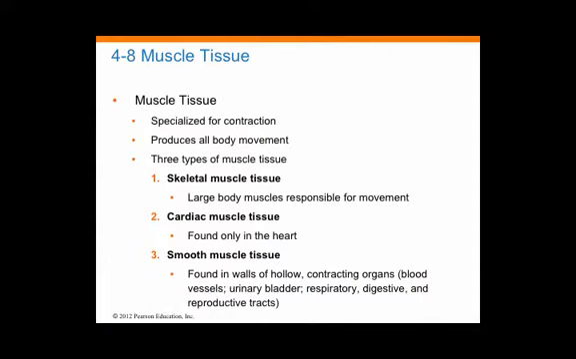Muscle tissue is specialized for contraction and produces all body movements. There are three types of muscle tissue: skeletal muscle tissue, cardiac muscle tissue, and smooth muscle tissue. Skeletal muscle is attached to the skeleton and associated cartilages and is responsible for body movement. Cardiac muscle is found only in the heart and is responsible for heart contractions. Smooth muscle tissue is found in hollow organs like the urinary bladder and the intestines.